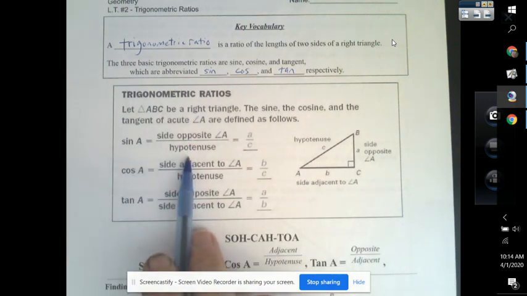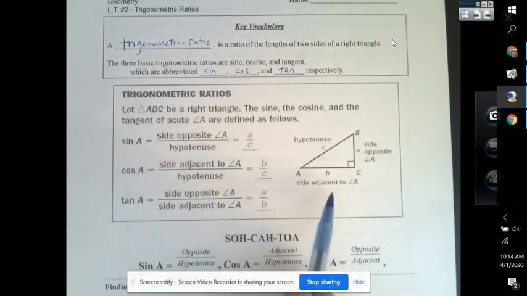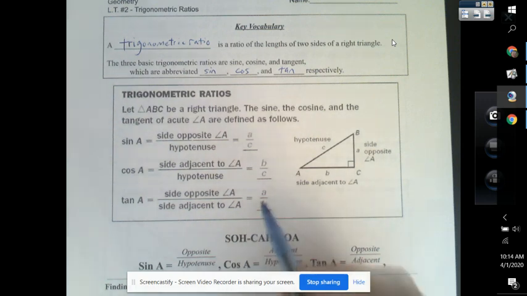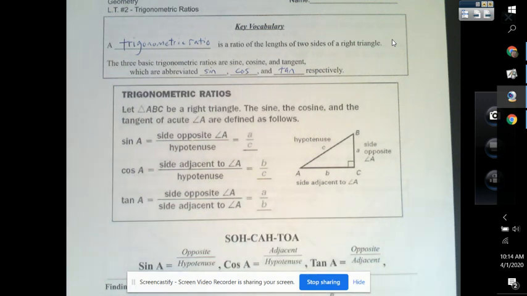Sine is O over H. Cosine is adjacent over hypotenuse. So your adjacent side, B, over your hypotenuse side, C, B over C, A over H. And then finally, your tangent is opposite over adjacent. Opposite over adjacent, boom. Now, this is tremendously important. I can't stress that enough to you. You're going to be seeing this years down the line, like you really will.